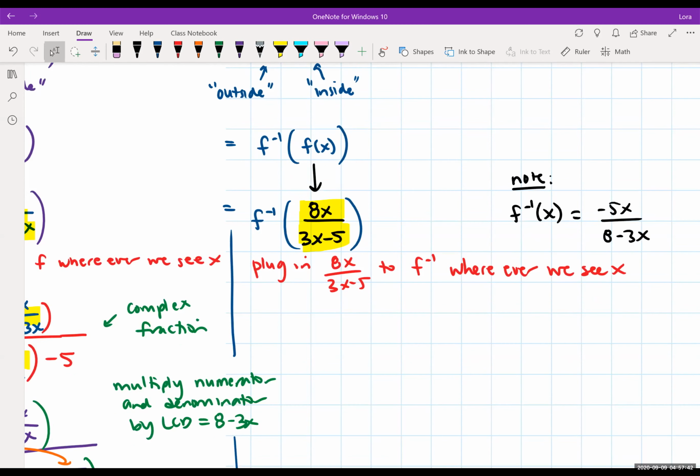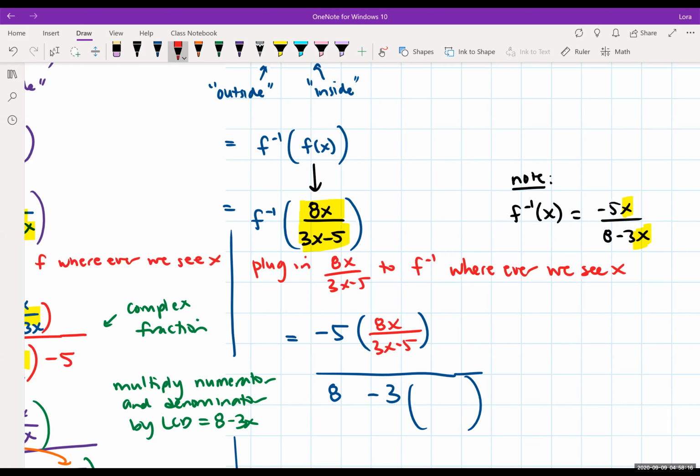So what this means is, everywhere I see x, I'm going to be replacing it with 8x over 3x minus 5. We're going to take our time a little bit. So f inverse, the skeleton of this function, or the bones, is negative 5 times something, that's the x, over 8 minus 3 times something. That something happens to be what we'll need to plug in, the 8x over 3x minus 5. Two places, wherever we see the x.